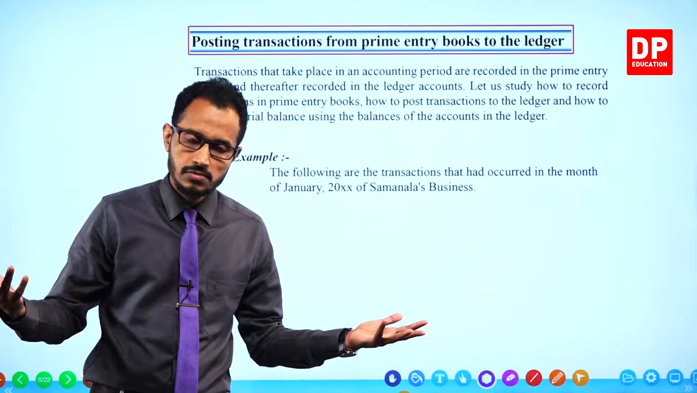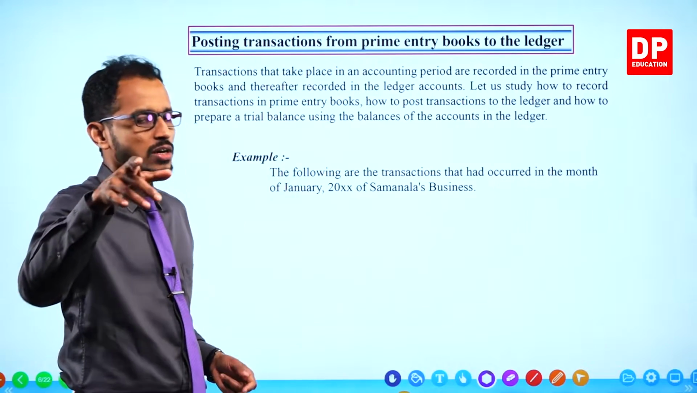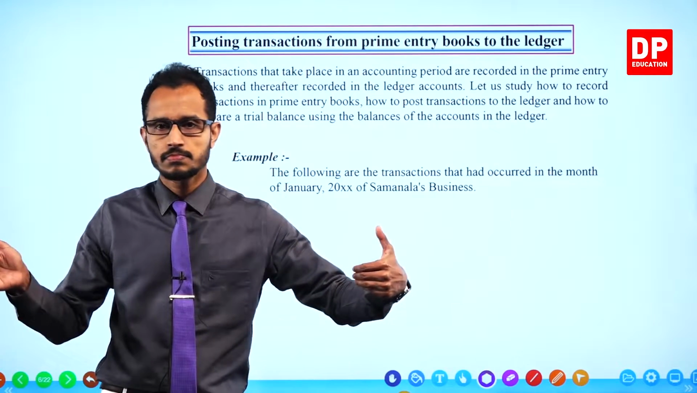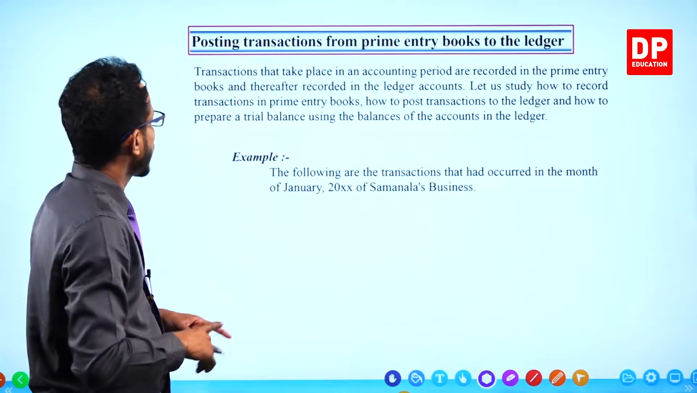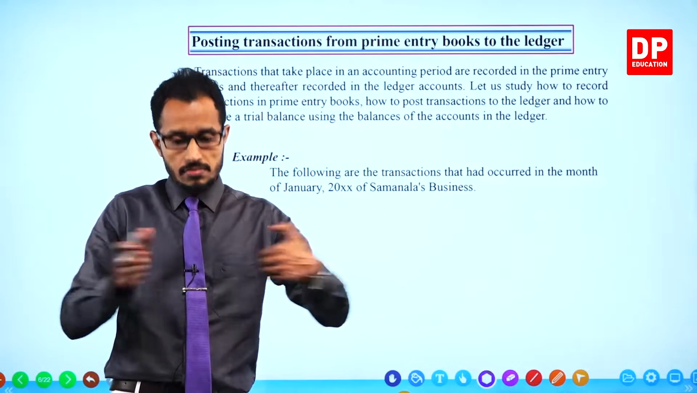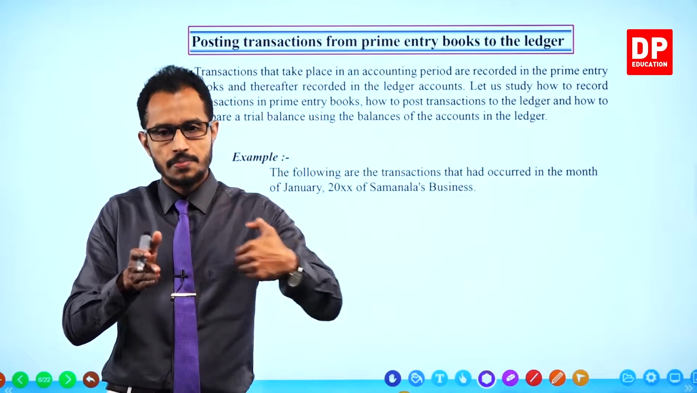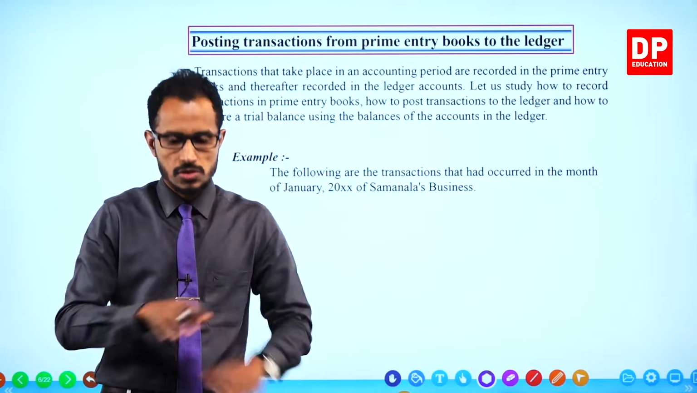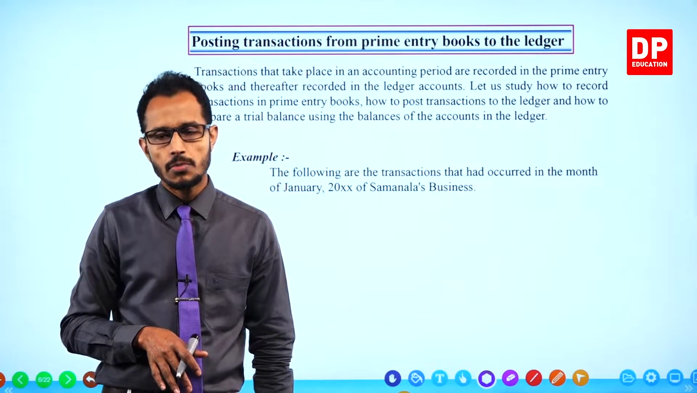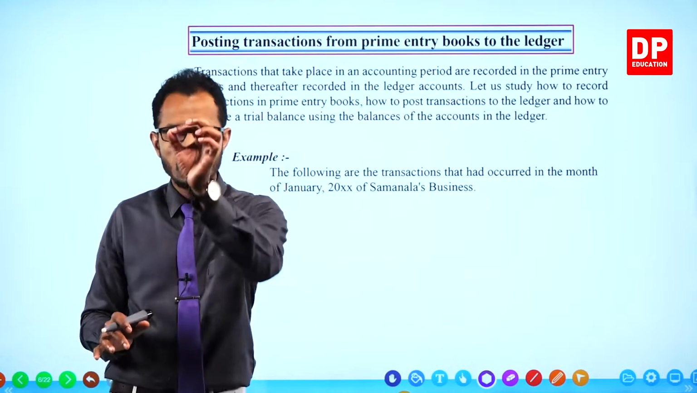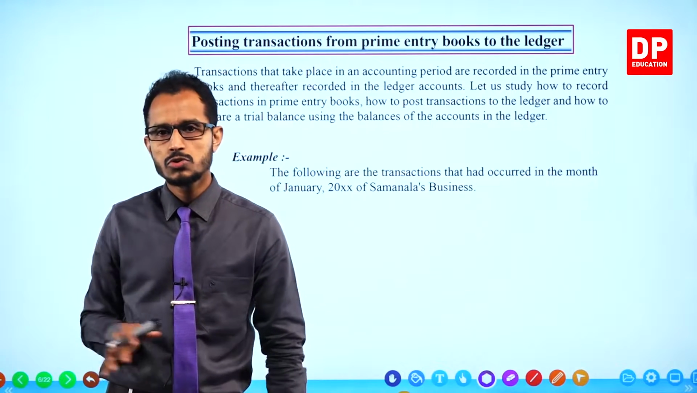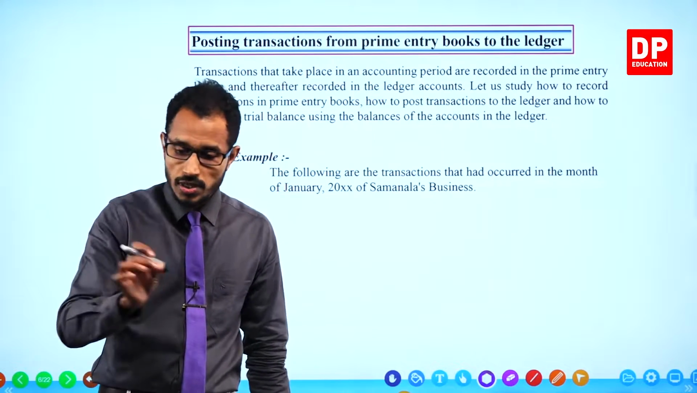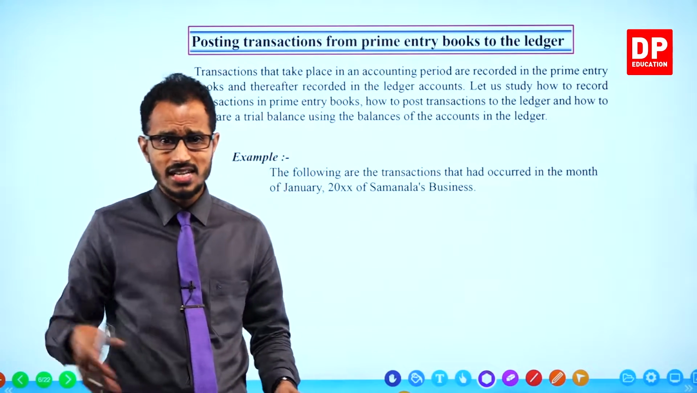At the end of the month means at the end of a period, and I told you a period can be 1 week or 1 month. It depends on business to business. At the end of a specific time period, we sum up, total the prime books and transfer those prime book totals and the transactions in the prime books to the relevant ledger accounts.